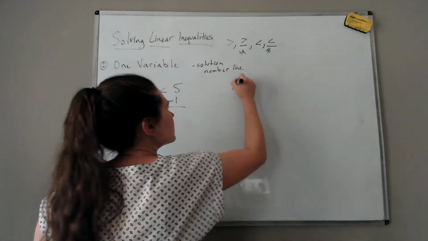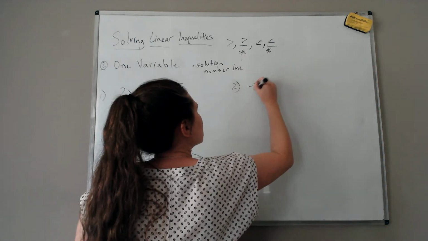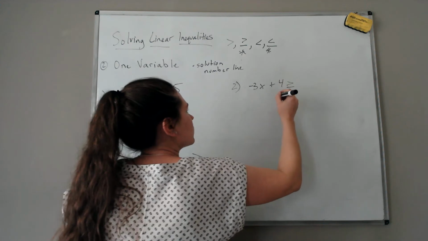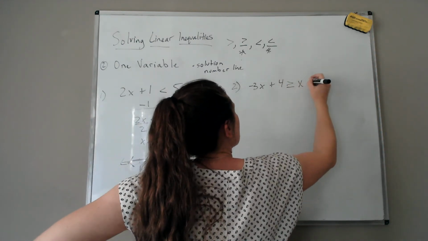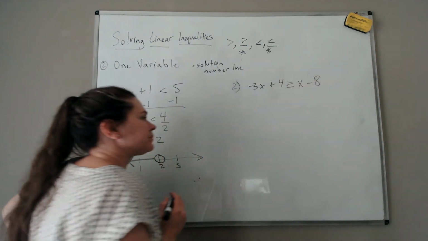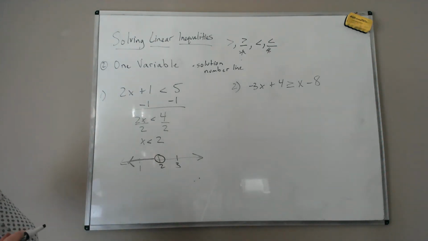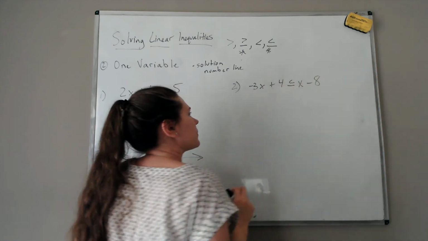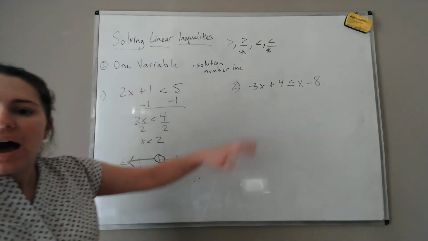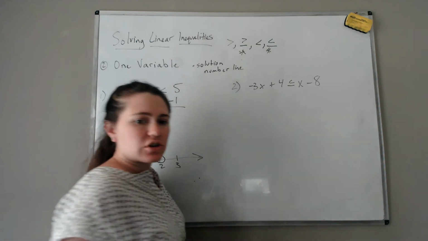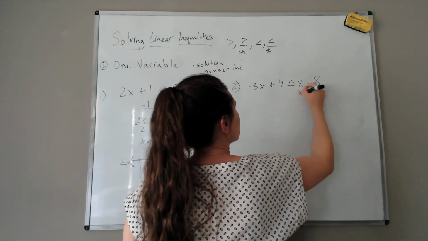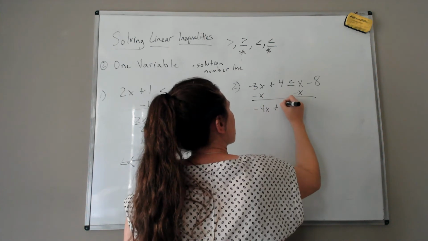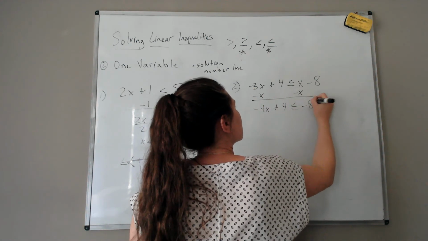Why don't we solve the next one? Why don't we do negative 3x plus 4 is greater than or equal to x minus 8. Okay, so actually let's change it a little bit. Let's put a less than or equal to sign there. So the first thing is, I can't have x's on both sides of the equation. So I'm going to take away x from both sides. That's going to give me negative 4x plus 4 is less than or equal to negative 8.